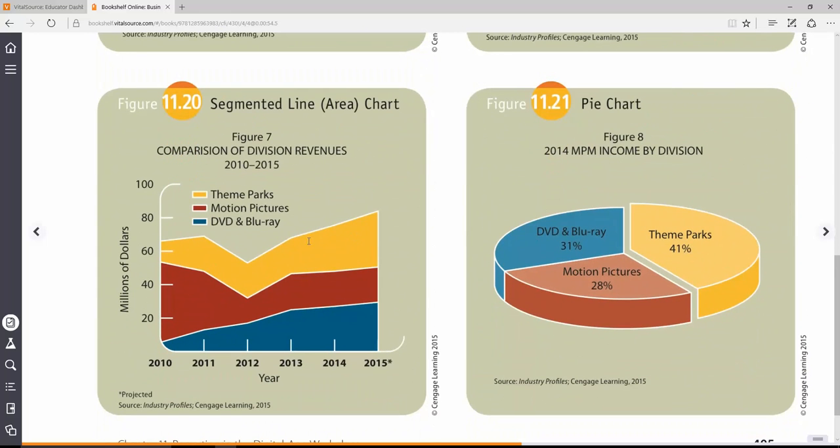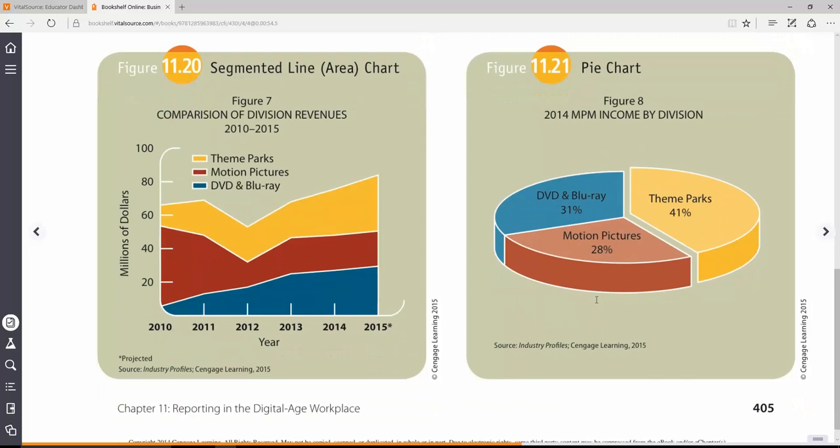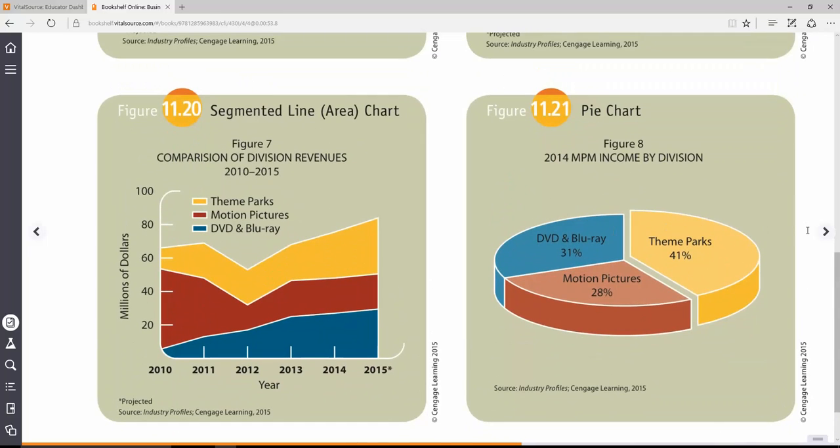These I always find difficult to read. Theme parks, motion pictures, and DVD. Here are your pie charts, 41% of the pie, 31, 28%. It's a good visual.